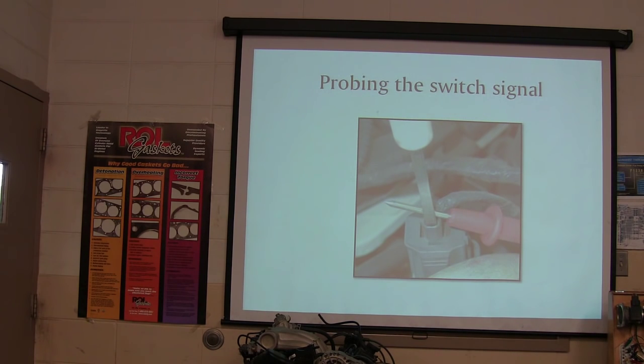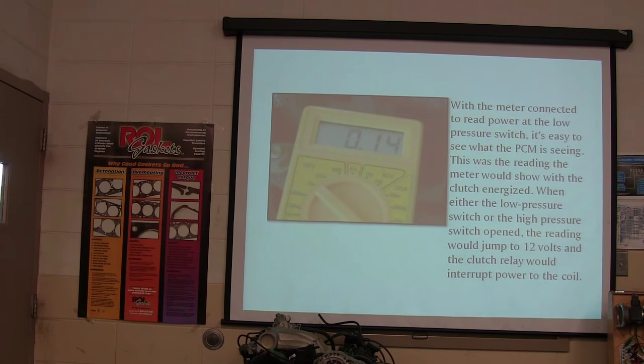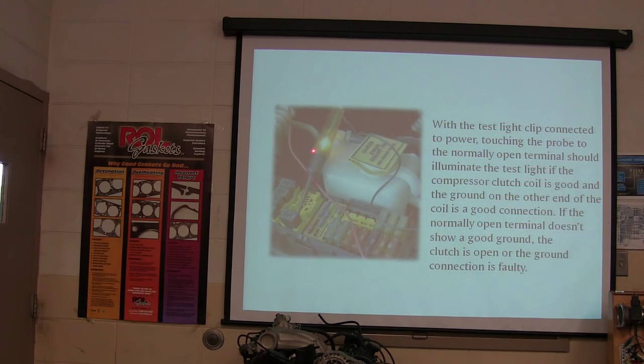Now what I like to do here is probe the switch signal, and what I want to know is, am I seeing 12 volts there? With the meter connected to read power at the low pressure switch, you can see what the PCM sees. This is the reading the meter would show with the clutch energized and the low pressure switch or high pressure switch open. I wanted the relay to still be able to do what it was doing. So whenever I touched the test light to that relay pin going out to the compressor clutch, it was still energized in that circuit. And so the compressor clutch coil is good.